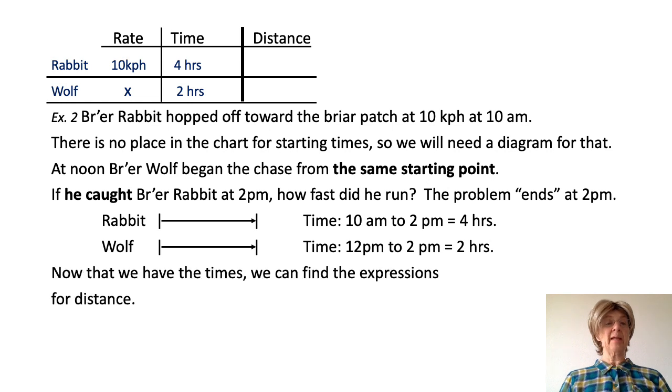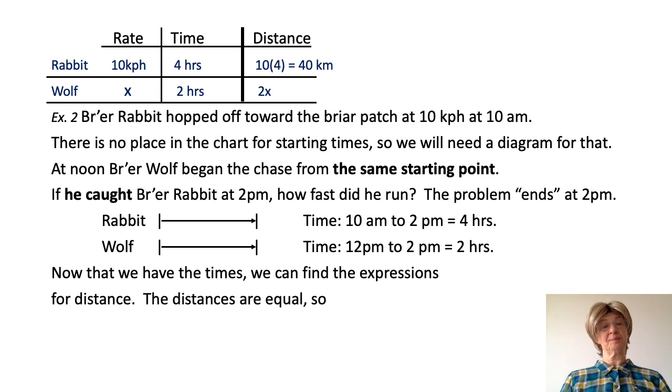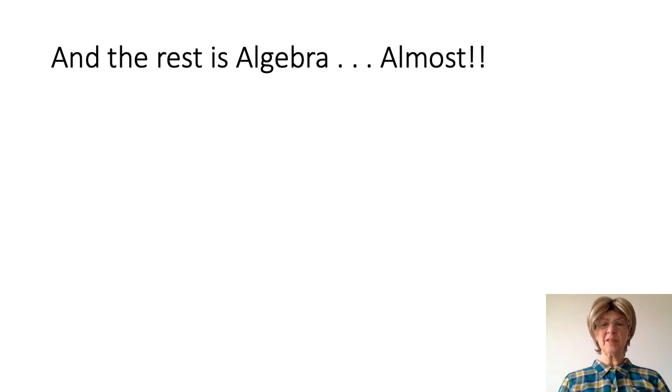Now that we have the times, we can find the expressions for distance. The rabbit ran 10 kph times 4 hours, so the hours cancel out, and the rabbit ran for 40 kilometers, and the wolf ran for 2x kilometers. The distances are equal, so 2x equals 40 kilometers. And the rest is algebra, almost.